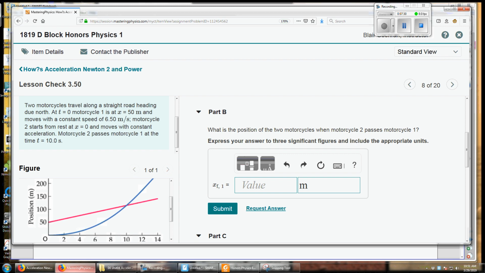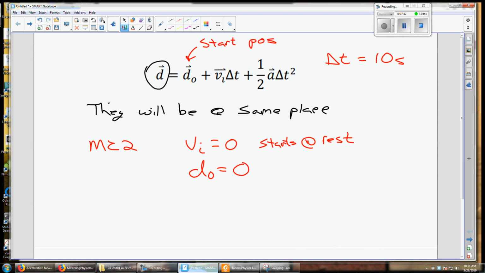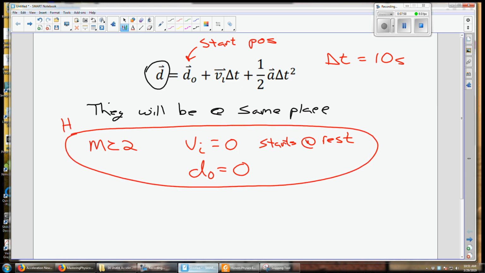And it moves with a constant acceleration. Uh-oh. It doesn't tell me what the constant acceleration is. I can't solve right now because I don't know D, and I don't know A, so I have 2 unknowns and only 1 equation. So maybe I should put this part on hold.